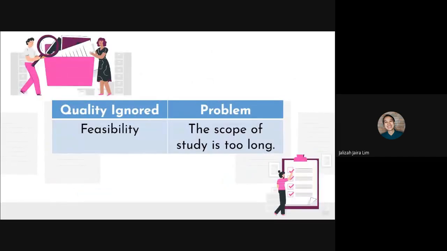Now, after you unpause it, the issue here is that it's not really feasible because the scope of the study is too long. If you're a grade 11 student doing this for about 3 months, you're going to struggle with the amount of people that you're going to evaluate or ask about.